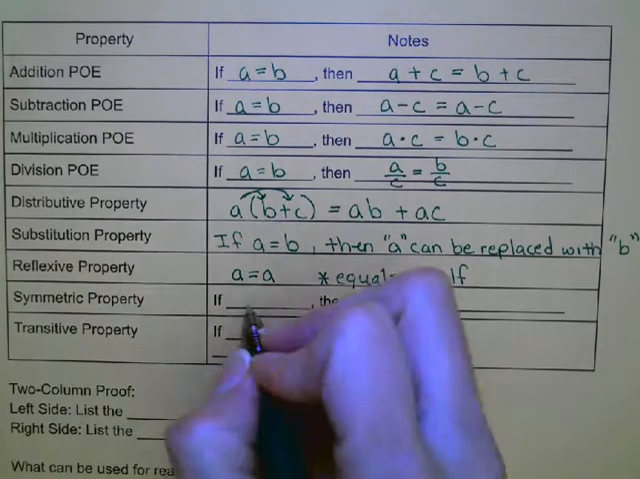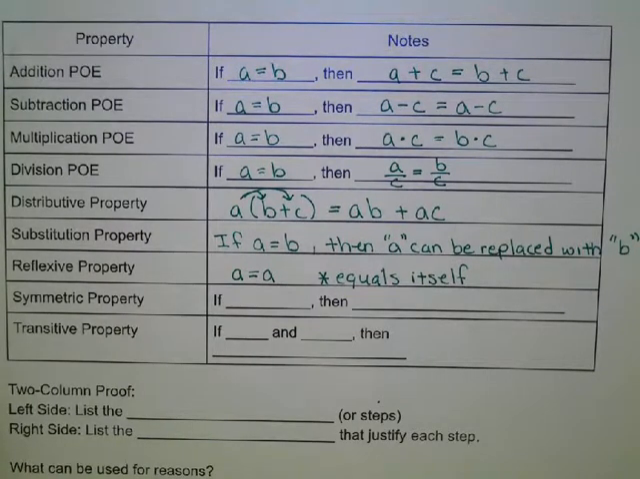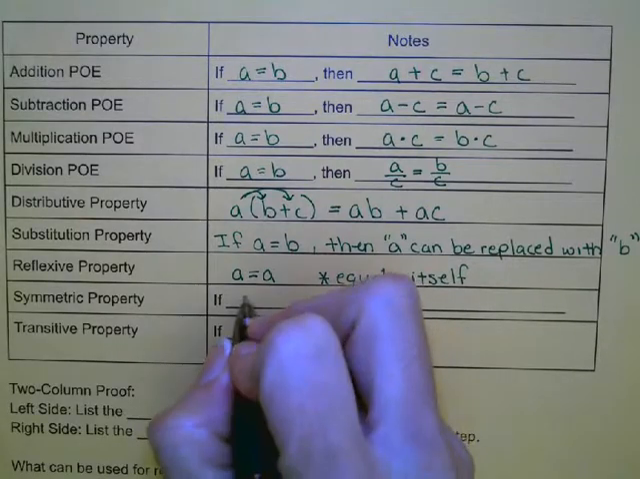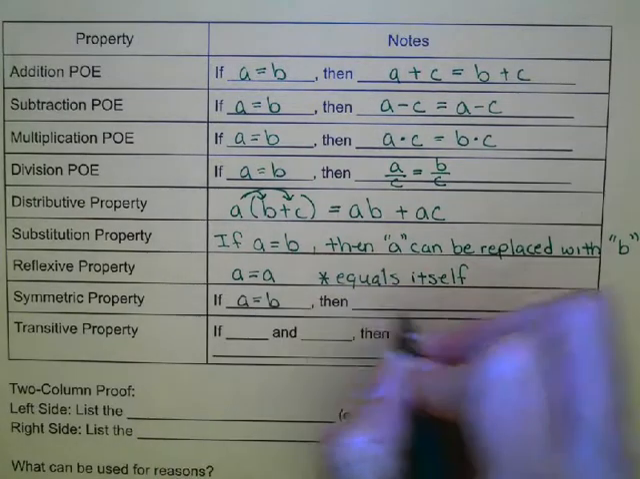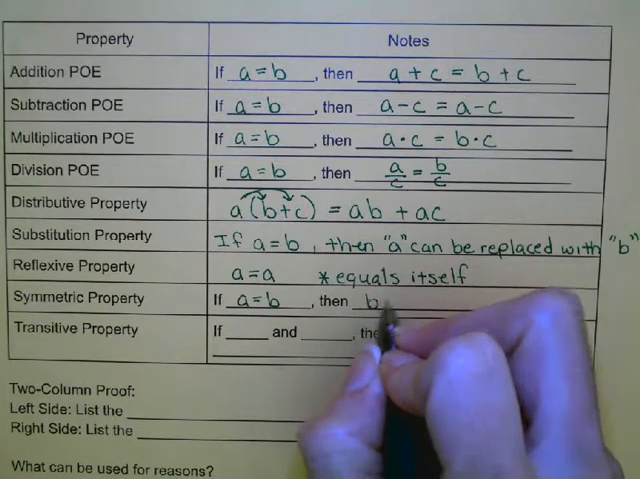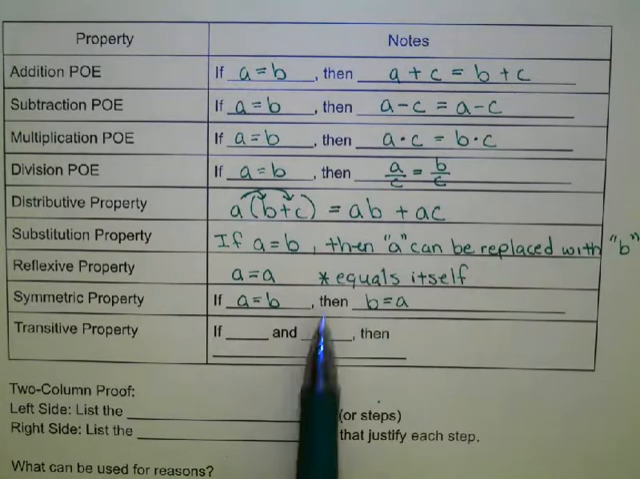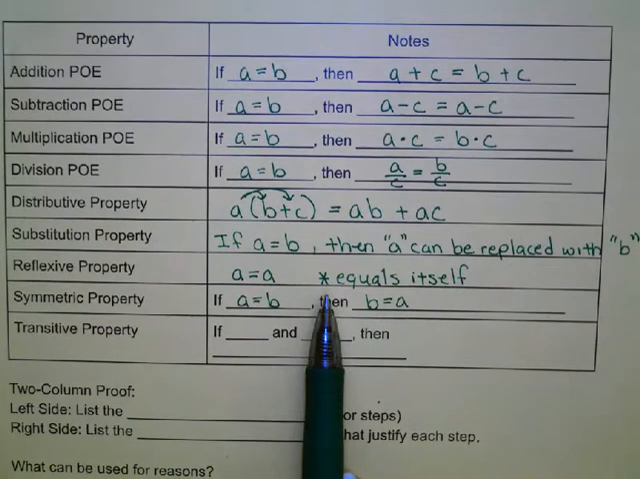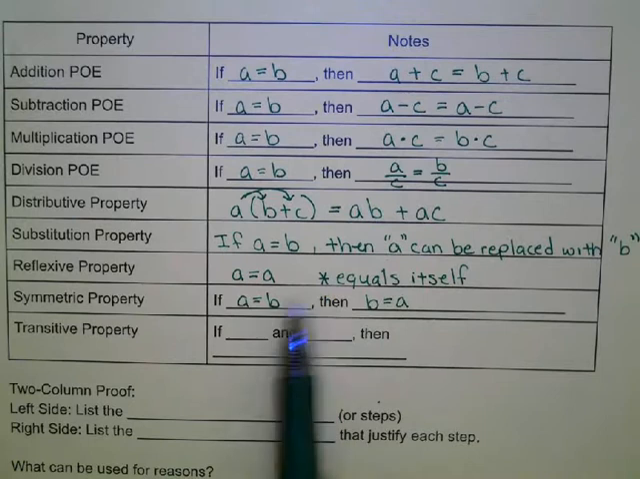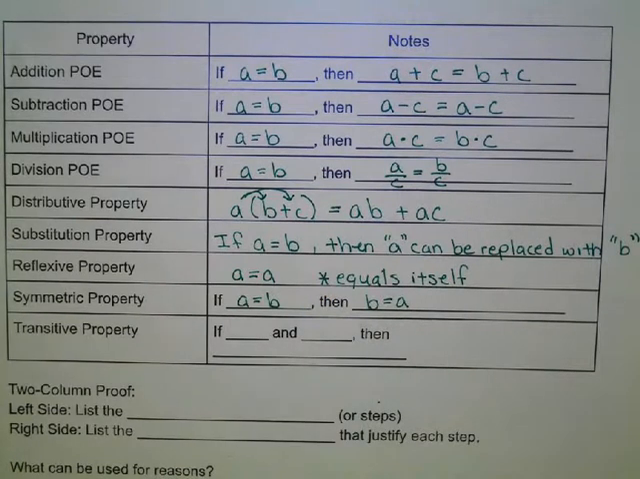Symmetric property. You know, symmetrical means if you fold something in half, it's the same on both sides. So if A equals B, then we can say B equals A. If I fold this paper in half over the word then, the B and the A would line up and so forth. It's just symmetrical, the flipped version of something.